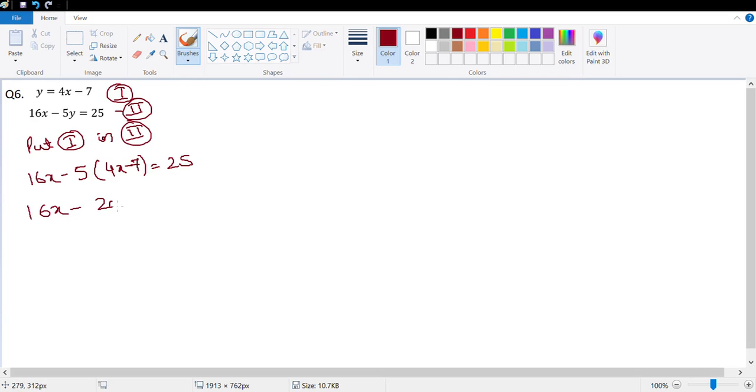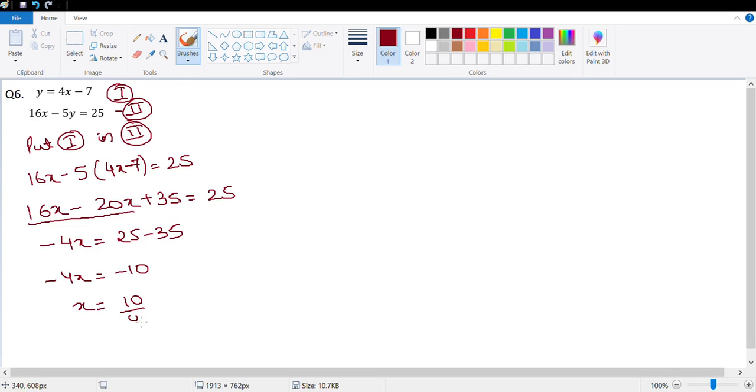16x minus 20x plus 35 is equal to 25. Let's check. Minus 20 plus 35 is equal to 25. So this is negative 4x is equal to 25 minus 35. Negative 4x is equal to negative 10, which means x is equal to 10 upon 4. That's 5 upon 2. Or we can write x is equal to 2.5.